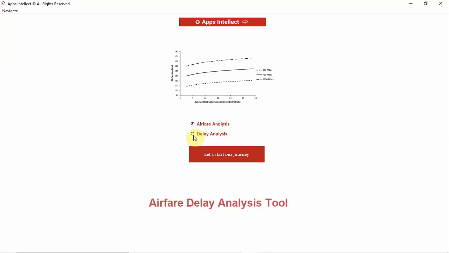And the second application is delay analysis. This application will allow us to calculate the total gate, taxi and air delay cost, and which aircraft size has the greatest gate, taxi and air delay cost. So first let's have a look at the airfare analysis application.